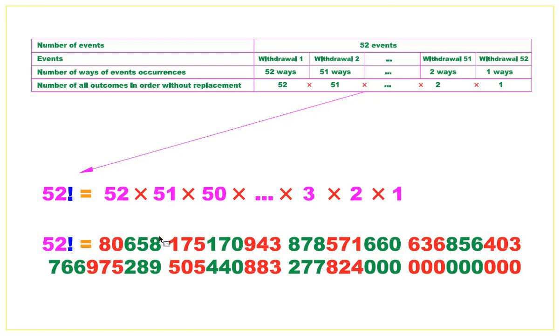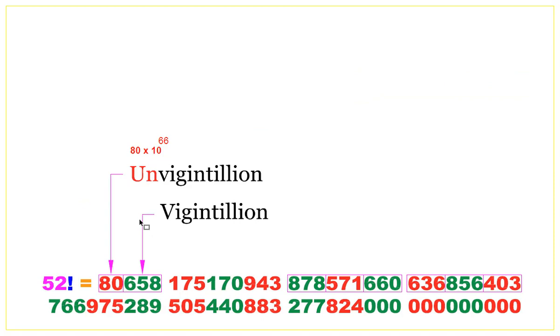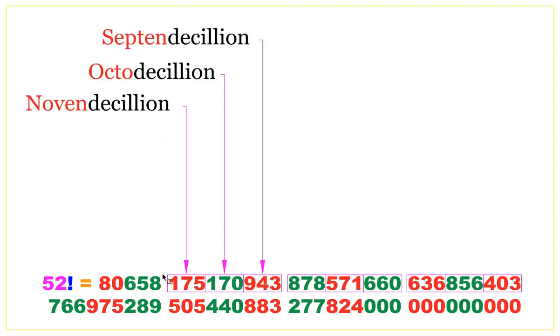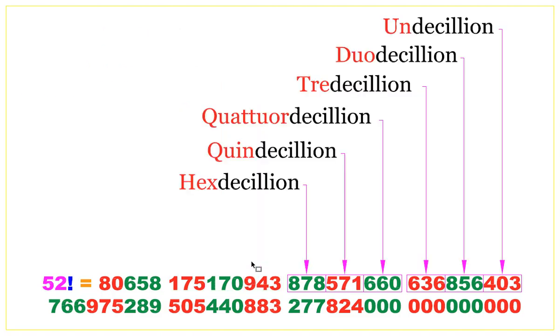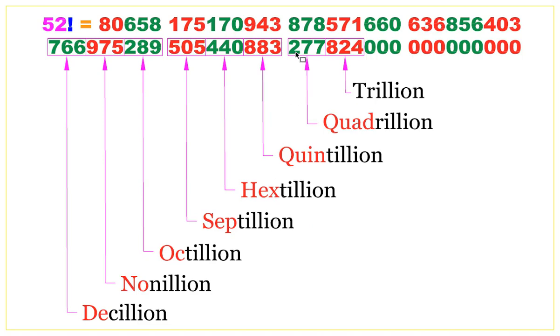And if we try to name these places, for example the first few digits, we have here 80 unvigintillion, which is 80 times 10 to the power of 66. And we have here 658 vigintillion. And we have 175 novemdecillion, 170 octodecillion, 943 septendecillion, and so on and so on until we arrive at 277 quadrillion and 824 trillion.